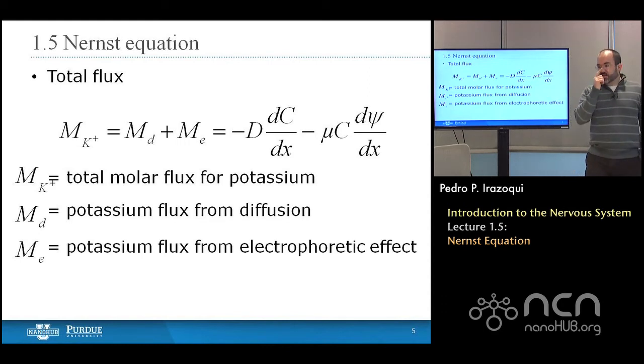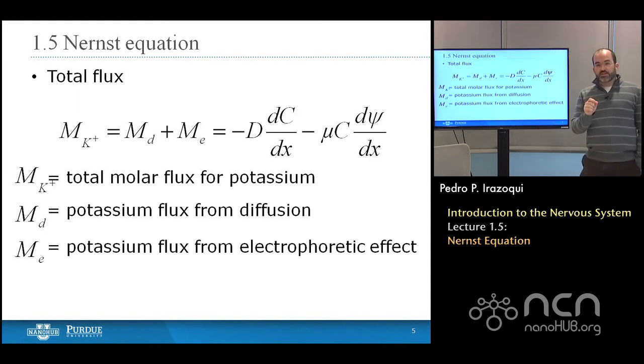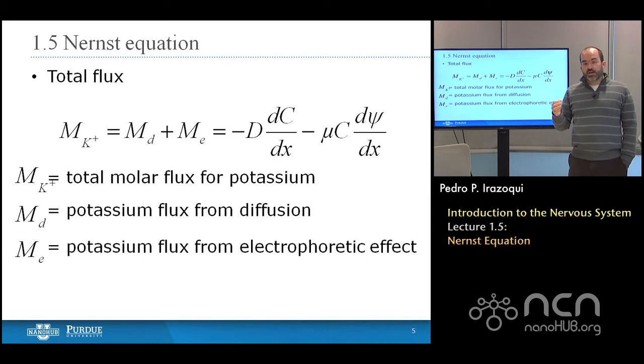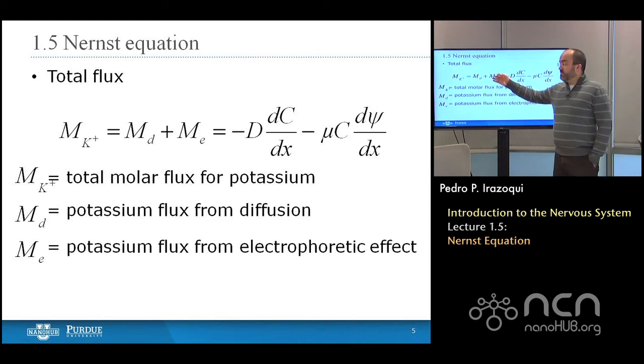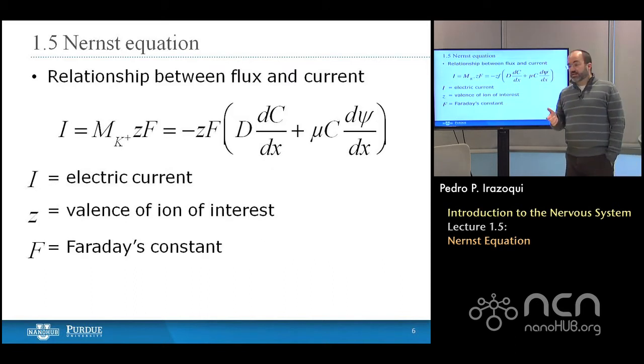But we're not really interested in the flux of those ions. We're interested in the electrical current. We're trying to get at what is the electrical voltage. And we know how to relate voltage with things like current and impedance. But we don't know how to relate voltage to flux. So let's talk, instead of flux, let's talk about current. So how does current relate to flux?